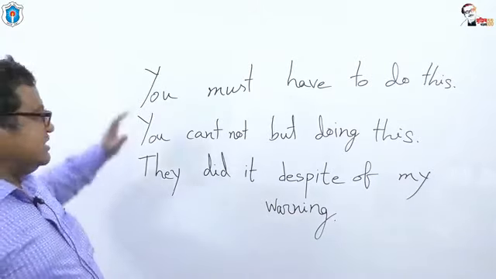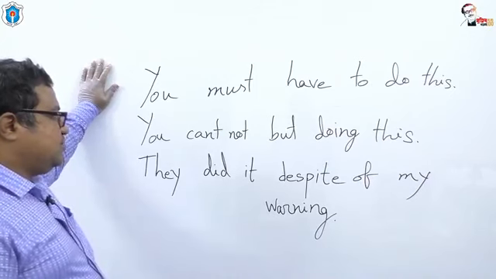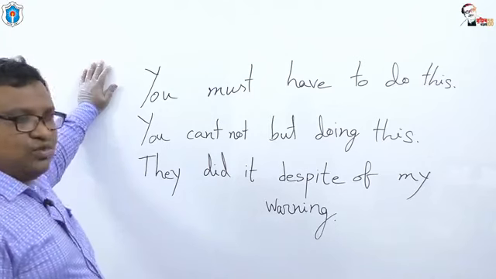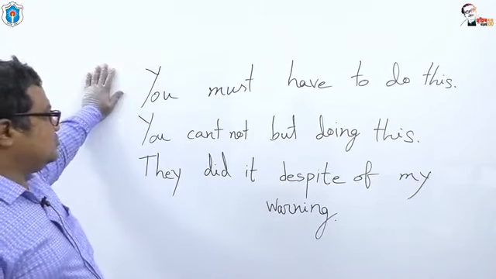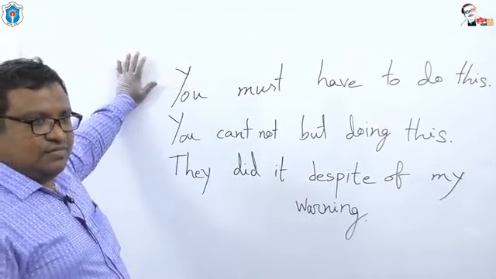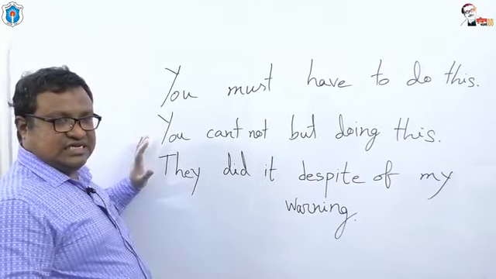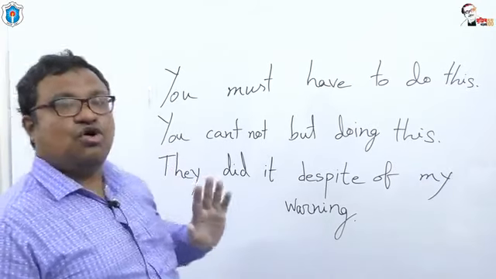Look at these three sentences. You must have to do this. You cannot but doing this. They did it despite of my warning. So what are the problems with these sentences? The problem with these sentences is all these sentences are wrong.